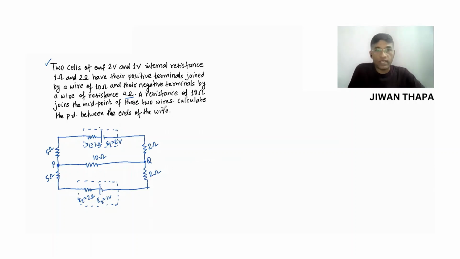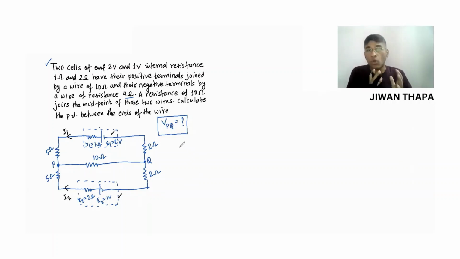So we have this. We are asked to find the potential difference between P and Q. So we are asked to find this. Now let I1 be the current given by this cell and I2 be the current given by this cell.